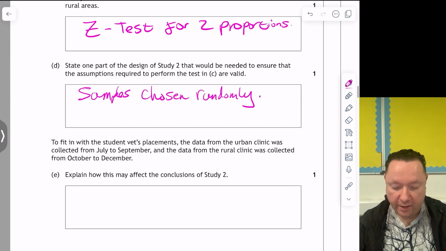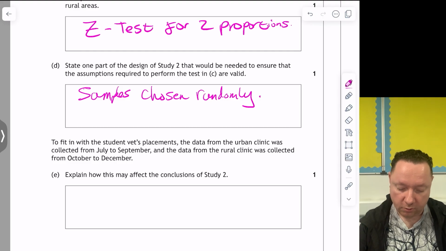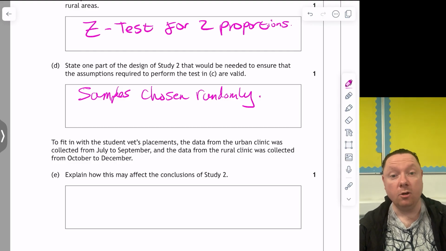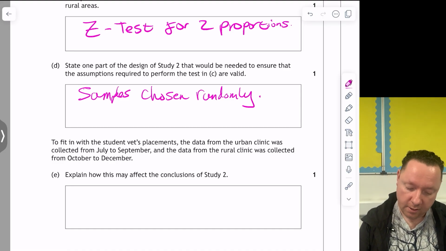To fit in with the student vet's placements, the data from the urban clinic was collected from July to September, and the data from the rural clinic was collected from October to December. How this might affect the conclusions of study 2. The conclusions, of course, will not be valid because it's not a comparable time period. That's what we need to write.